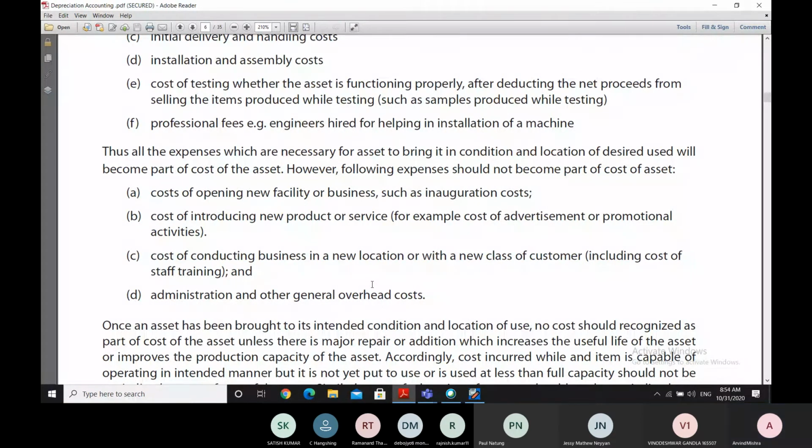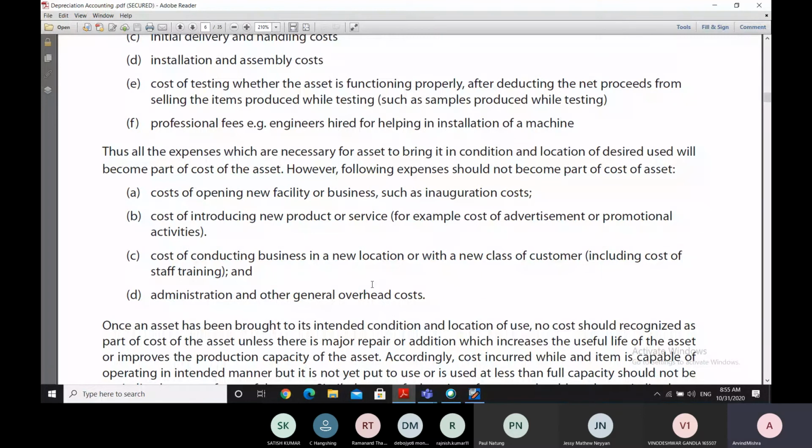A, cost of opening new facility or business, such as inauguration cost. So whatever inauguration costs are incurred, they are not included in the cost of the assets which are to be depreciated. This has to be understood very clearly, that no inauguration cost has to be included in the cost of the asset.